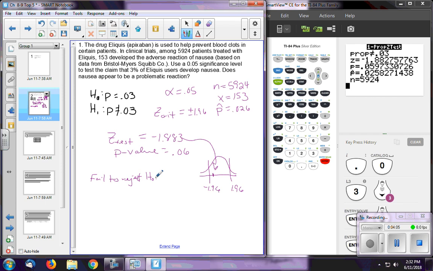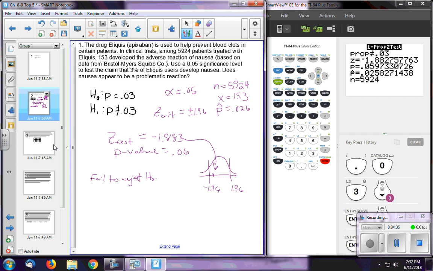Why is this, or is this problematic? This would not be really problematic because 3% is a relatively low percentage. So does nausea appear to be a problematic reaction? Not really, because 3% is a very small proportion for people to be affected by. If in fact the percent was much higher, it would be a lot more statistically significant and make for a bad reaction, a bad side effect, if you will, of this drug.